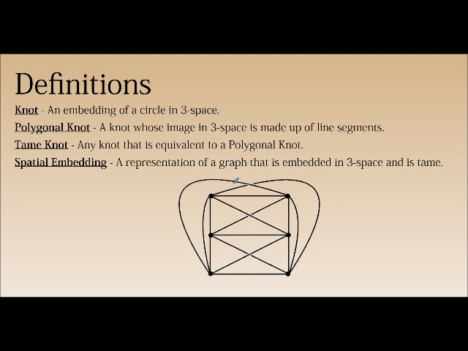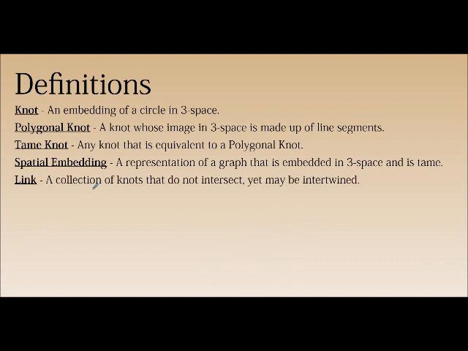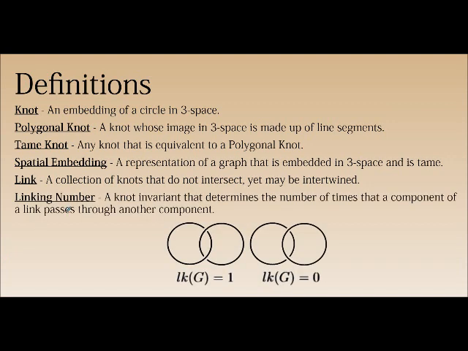So not only do we have the restriction that it has to satisfy the idea of what a knot is, but also it has to have some sort of equivalence to a polygonal knot. This is a spatial embedding of K6 that we're going to be using in just a little bit. A link is a collection of knots that do not intersect but may be intertwined, and we'll talk about that intertwining idea here with linking number.